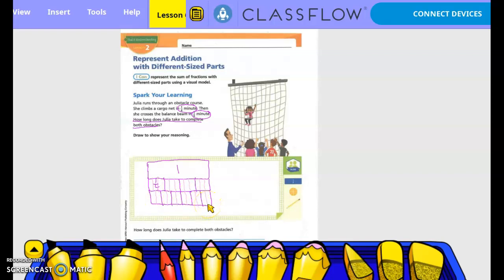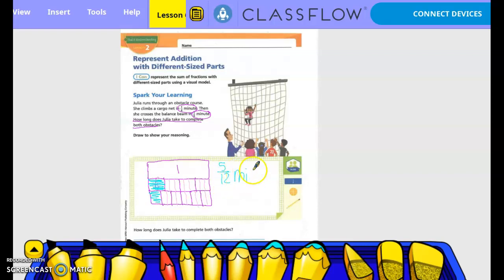Okay, so it said that she did the 1/4, right? Okay, so we're going to take another color, or you're going to lightly shade, I guess we should say, the 1/4 section, right? Okay, and then how much did she do for the balance beam? 1/6. 1/6, so we're going to shade one of those pieces. So total, how many 12 size pieces did we shade? So up here there's 3, right? And down here there's 2. So 5/12.